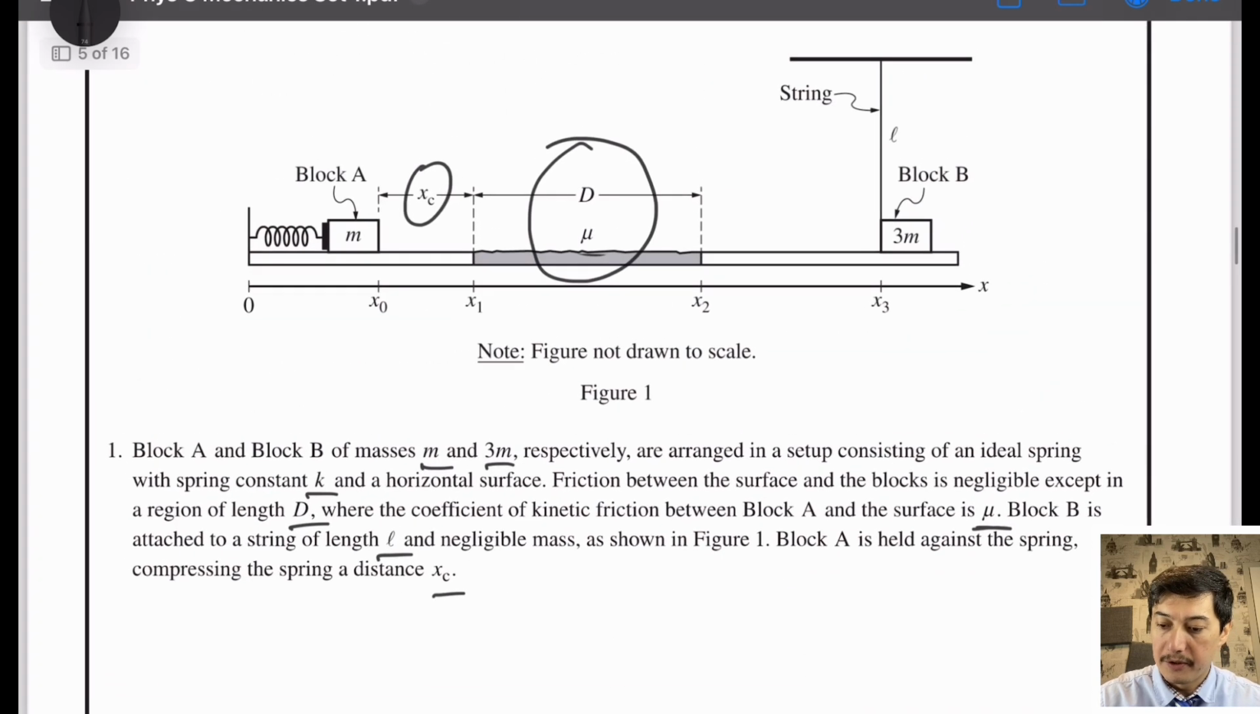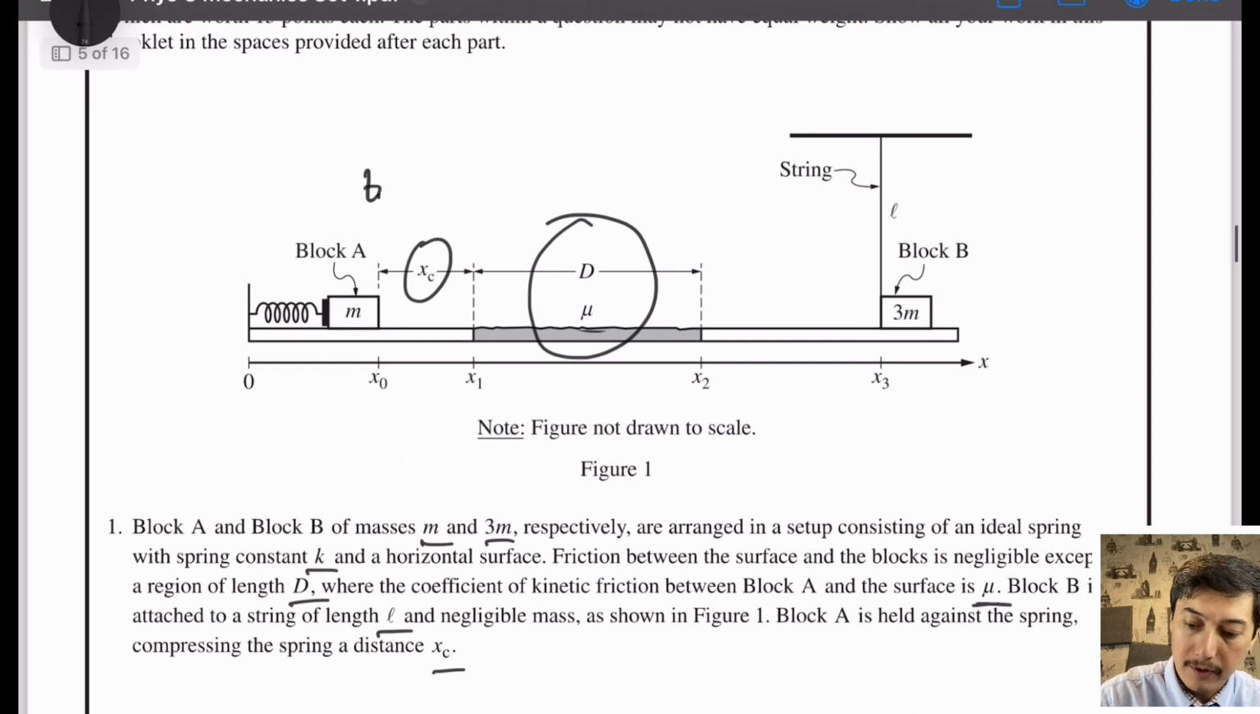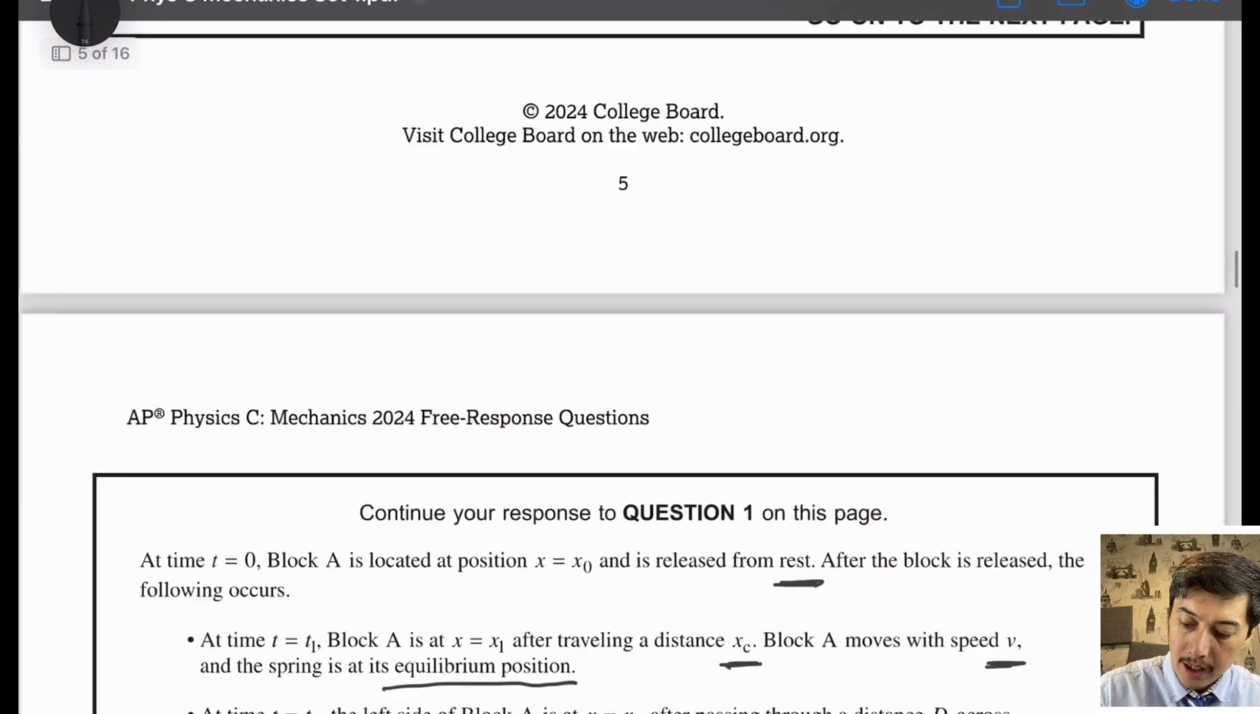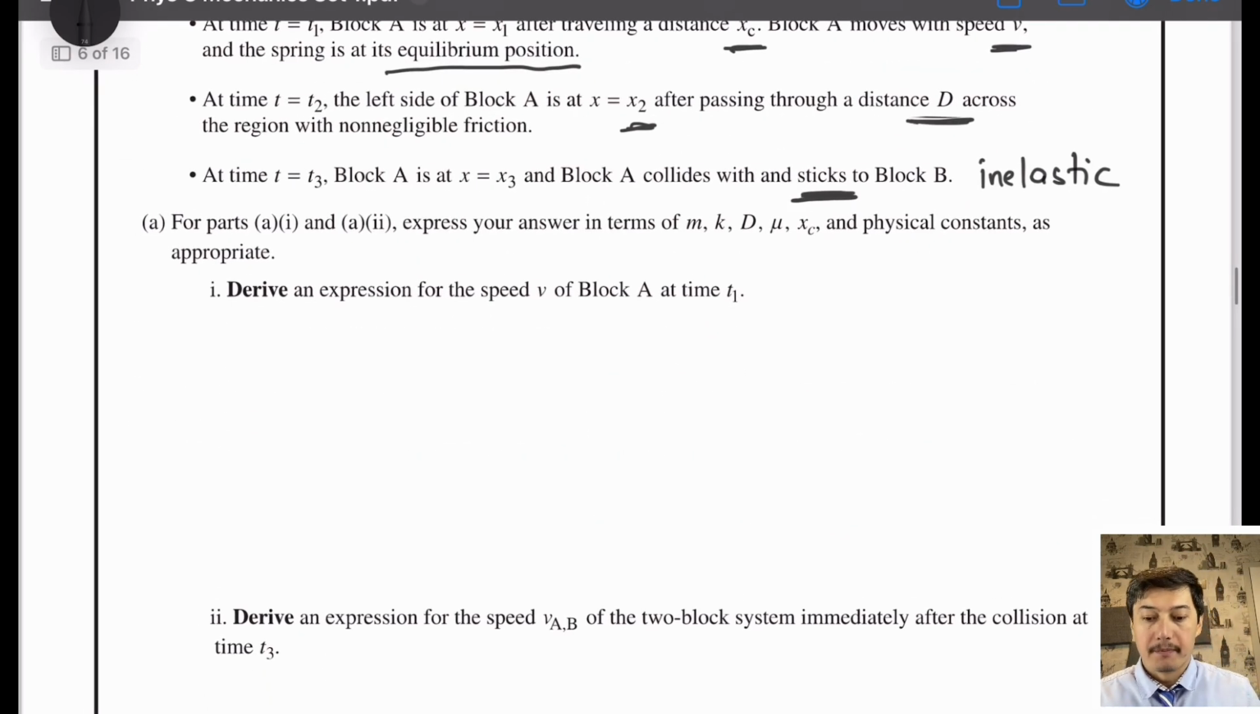Also, let's put time frames on the figure. So at the beginning we have got time 0, time 1 when the block reaches x1, time 2 when block A completely passed through the friction region, and time 3 when block A collides with block B. Good. Here is the first question.